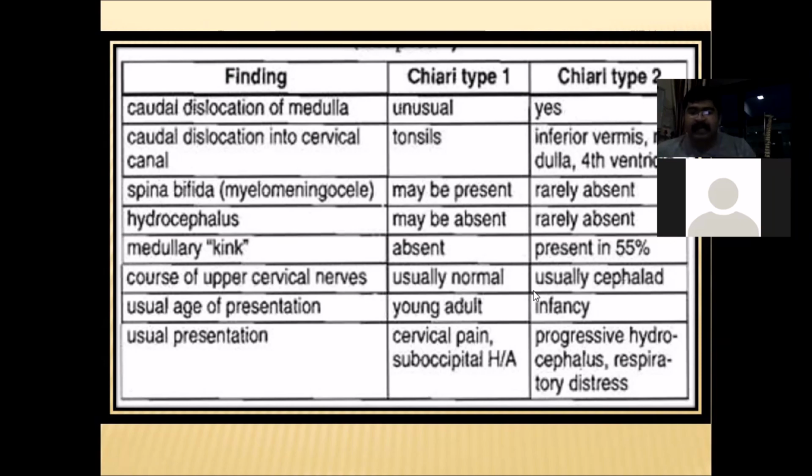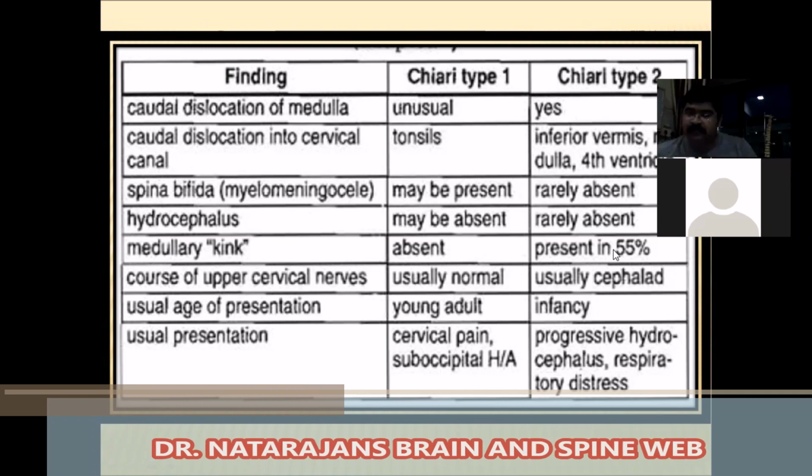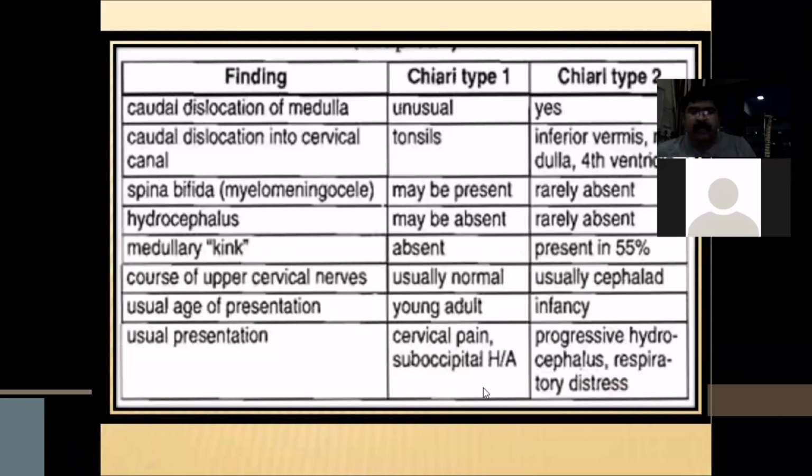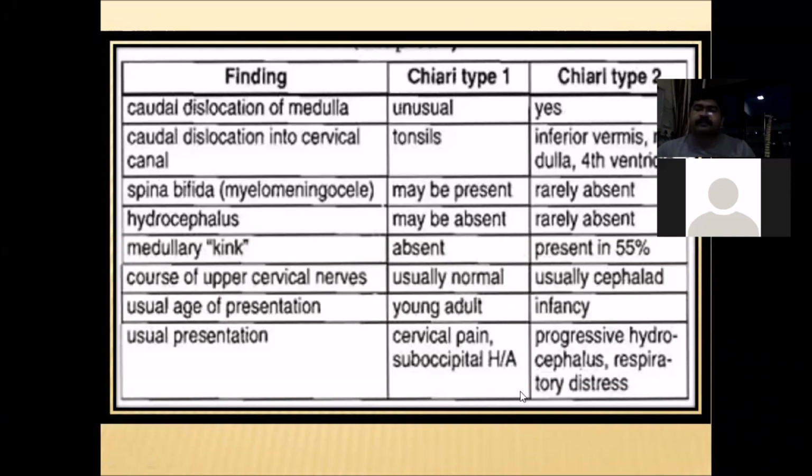The medullary kinking is present in Chiari 2 because of the descent of the medulla into the cervical spinal canal. The usual presentation in type 1 is suboccipital headache. The usual presentation in type 2 is hydrocephalus and meningoencephalocele. So in a nutshell, Chiari 1 is common in adults and manifests with suboccipital headache, whereas Chiari 2 is common in infancy. It usually presents as a meningoencephalocele or a meningocele with progressive hydrocephalus.